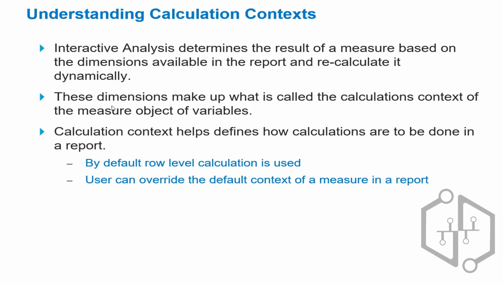Whatever dimensions are there in the table, they set up a context. So this is the context. According to this context, we retrieve or show the result. Calculation context helps define how calculations are to be done in a report. By default, row level calculation is used. The user can override the default context of a measure in a report, so we can override the default context by using the calculation context concept in Web Intelligence.